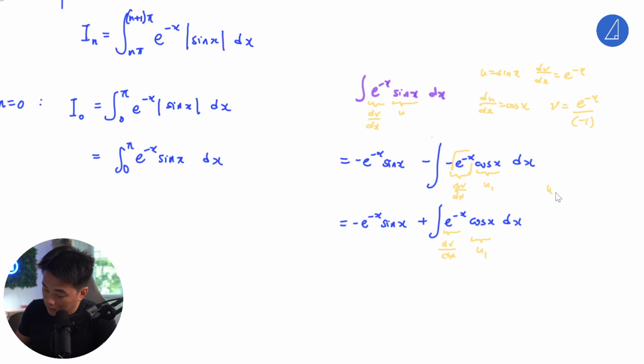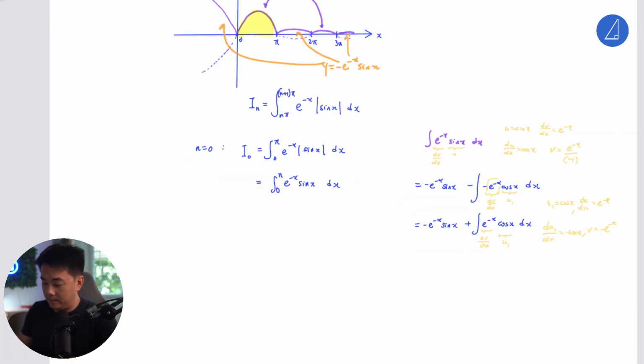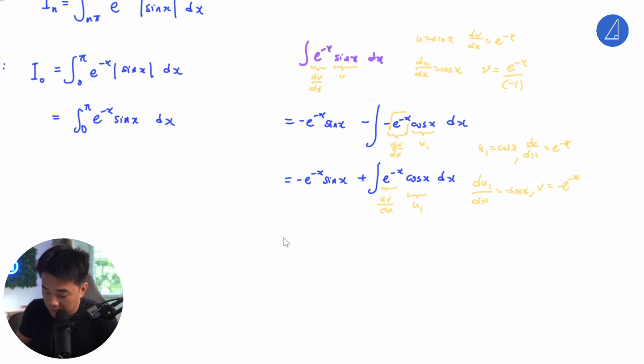So u1 will be cosine x, then dv/dx will be e^(-x). du1/dx will just be negative sine x. Then v will be negative e^(-x). Then do another by parts. From here, what we get is minus negative e^(-x) sine x. Just try and bracket it.